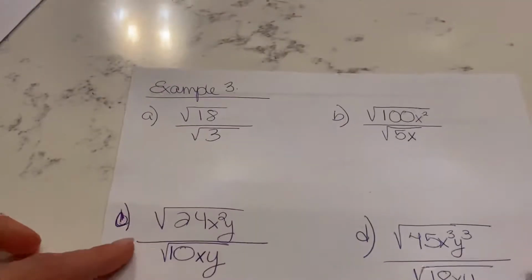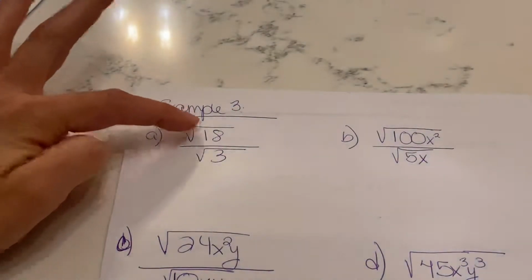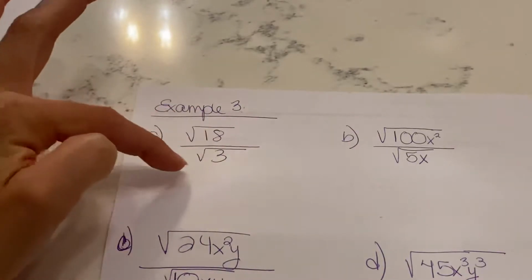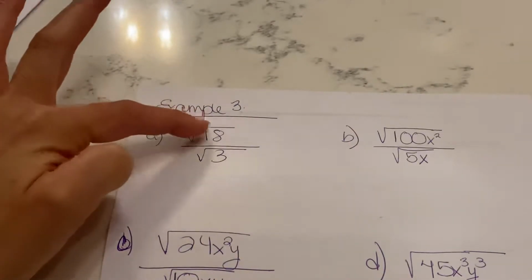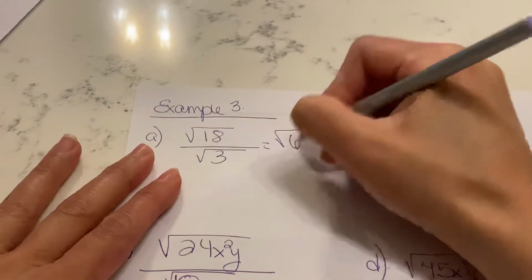All right, let's do some harder ones. Okay. So you have a fraction. Both numbers are inside the radical. So you have to first ask yourself, can I divide these two numbers? Do they have something in common? So I have square root of 18 divided by square root of 3. Can I divide 18 by 3? Yes, right? So I get radical 6.